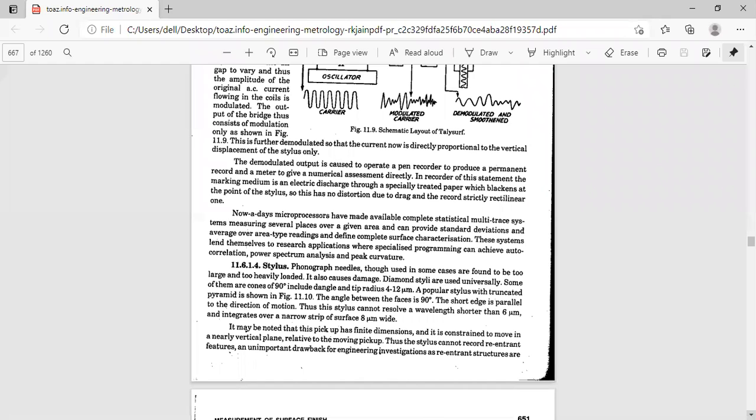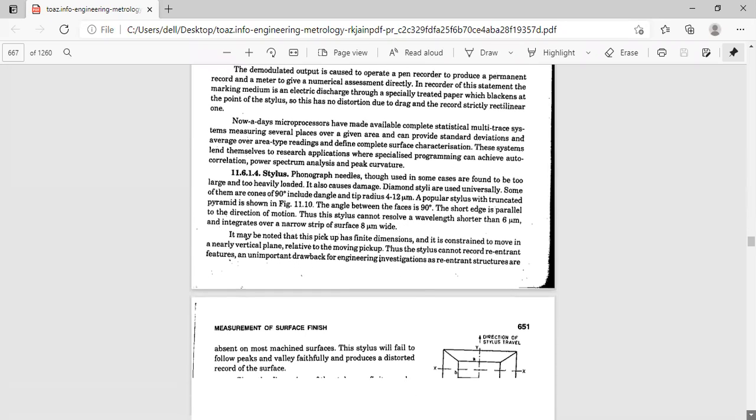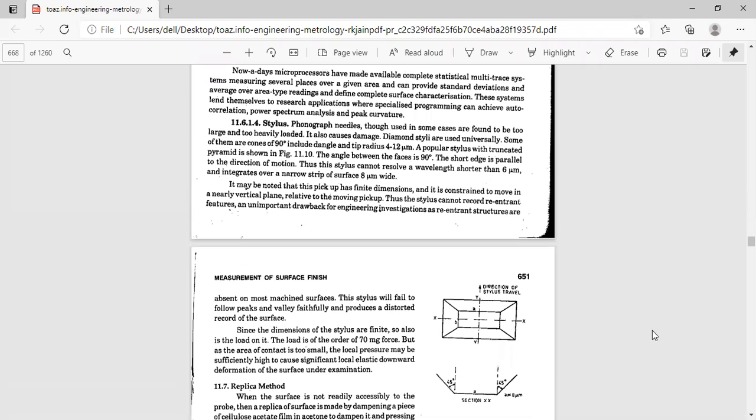Some of the popular styli are a truncated pyramid, which is shown in the next figure. The angle between the faces is 90 degrees, so that's why it is known as a truncated pyramid. Just try to see in this particular figure the stylus, and half of this 90 degrees is 45. So that is the direction of travel, just like a pyramid. And the short edge is parallel to the direction of motion of the stylus.